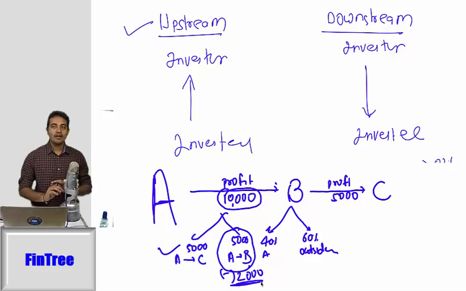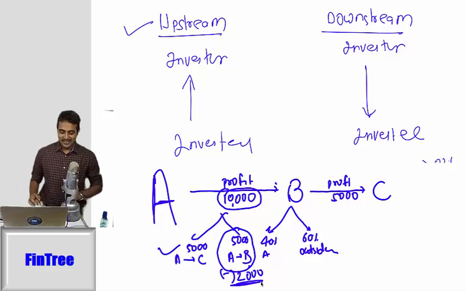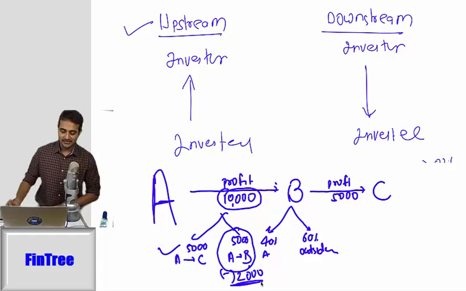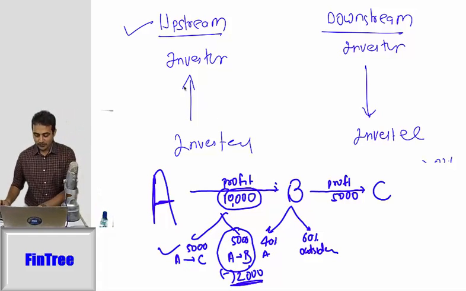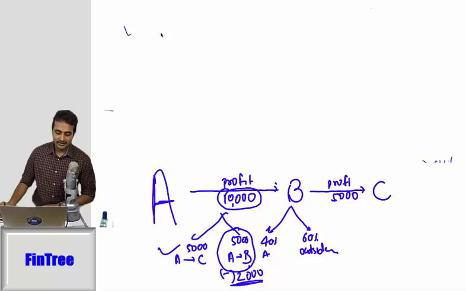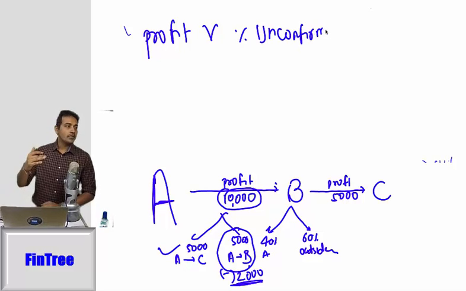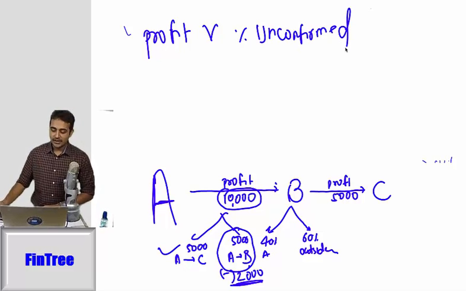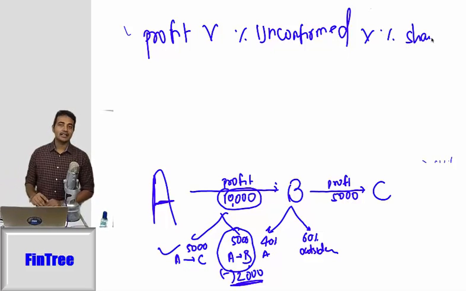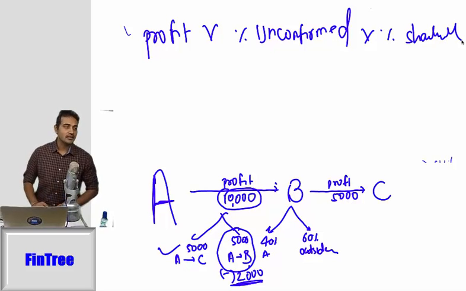And if you still feel you have not understood anything out of this, then as far as exams is concerned, it's very simple. First you find out total profit, then you find out percentage which is unconfirmed. Unconfirmed means the one which is not sold further, and you multiply that with the percentage shareholding, and that profit is to be reversed in the books of investor. Whether it's upstream, whether it's downstream, the calculations are same. Is it fine? Okay.